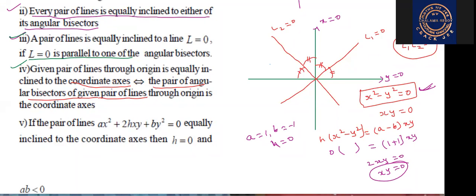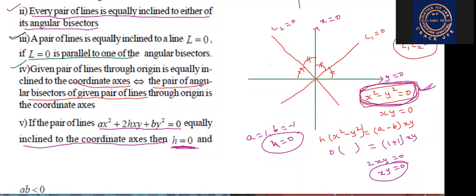If the pair of lines ax square plus 2hxy plus by square is equal to 0 is equally inclined to the coordinate axis. What is the pair of lines? x square minus y square is equal to 0. Now, what is the xy coefficient here? 0. That is what is given.